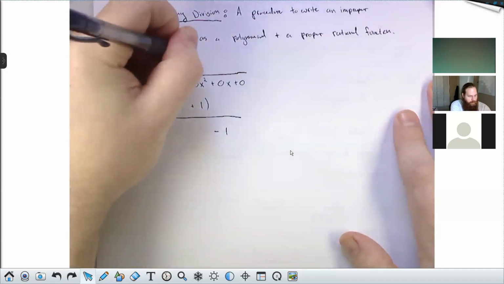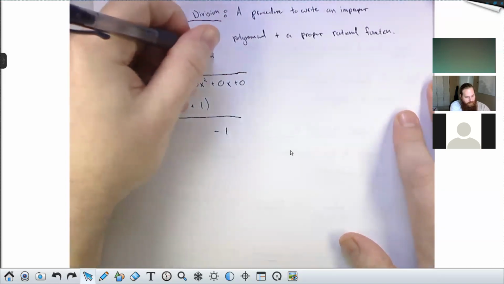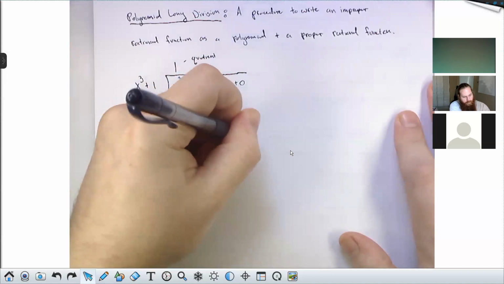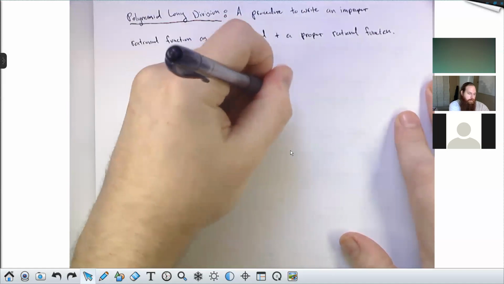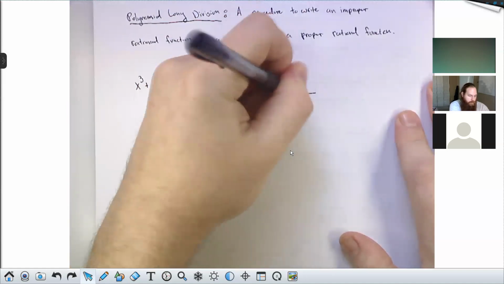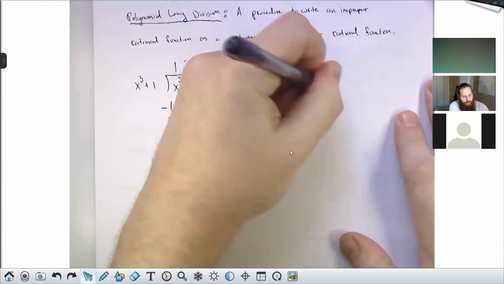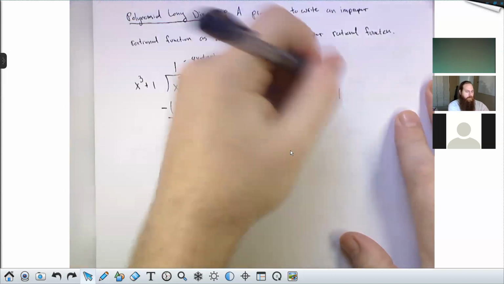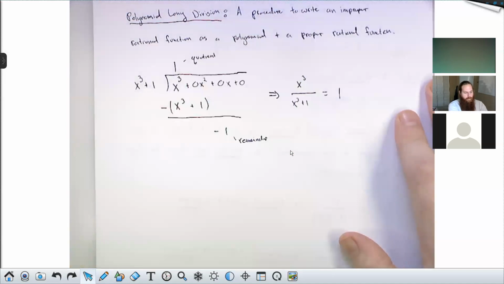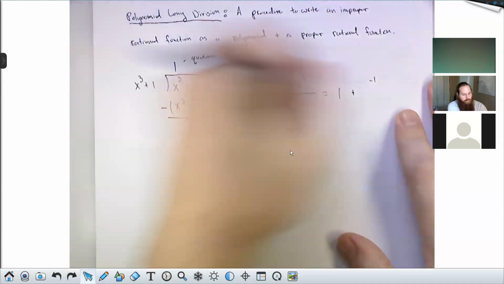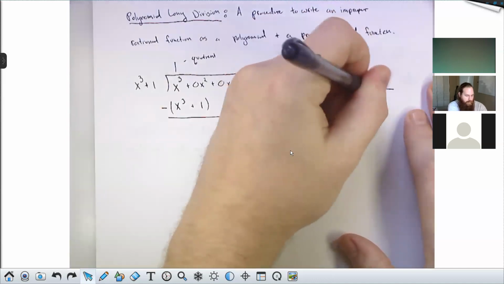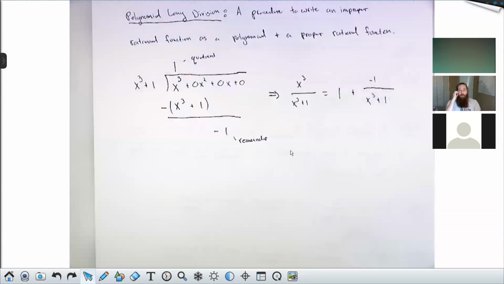This piece is called the quotient. This piece is called the remainder. And what this tells me is that x cubed over x cubed plus 1 is equal to this quotient, 1, which is my polynomial, plus this remainder over this divisor. So if you did see this in pre-calc and they had those problems where you had to write this ratio as a quotient plus a remainder, this is why.